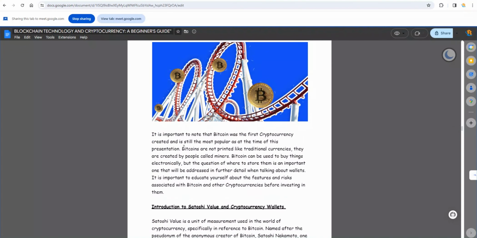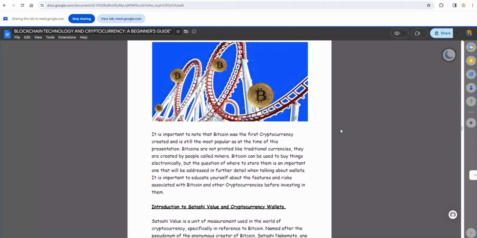Now, it is important to note that Bitcoin was the first cryptocurrency created and is still the most popular as at the time of this presentation. And Bitcoins are not printed like traditional currencies. They are created by people called miners. Bitcoin can be used to buy things electronically. If you go to first world countries, you can actually make your payment using a Bitcoin, okay? But the question of where to store them is an important one that will be addressed in further detail when talking about wallets, which is coming up soon.